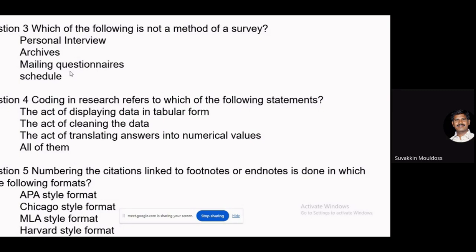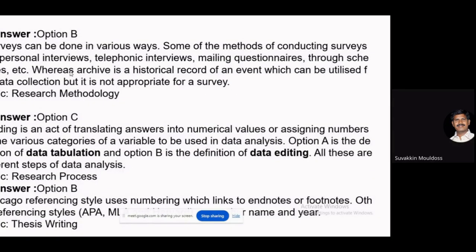Numbering the citations linked in footnotes or endnotes is done in which of the following formats? MLA. You are all doing MLA format. English writers, you are writing MLA format. MLA format is not with numbers. Chicago referencing style uses numbering, which links to endnotes or footnotes. Other referencing styles, APA and MLA, all start with the author name and year. Here, the first one, archives is the answer. Second one, okay, this is C.